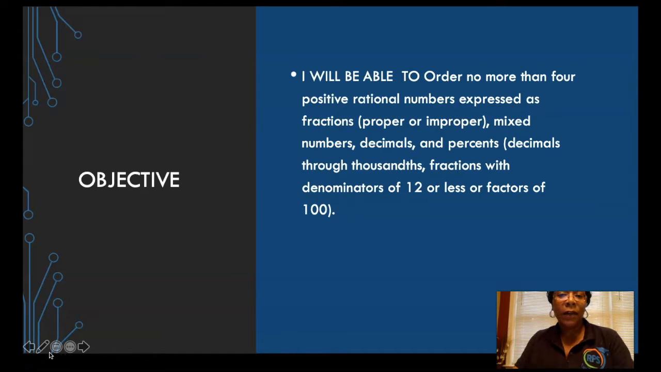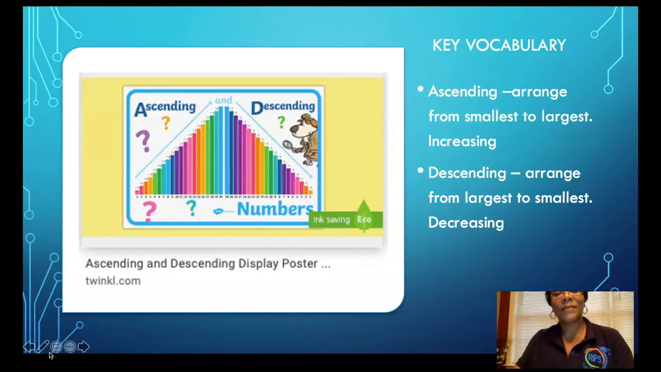Our objective of the day: I will be able to order no more than four positive rational numbers expressed as fractions, proper or improper, mixed numbers, decimals, and percents. Our decimals can be through thousands, fractions with denominators of 12 or less, or factors of 100. You will need, as always, your notebook and something to write with, preferably a pencil. So let's go ahead and get started.